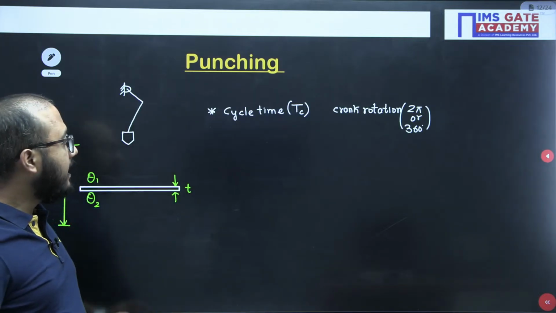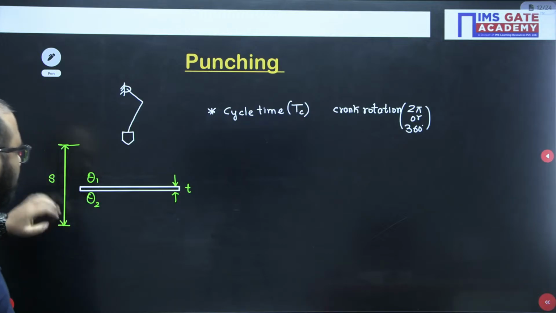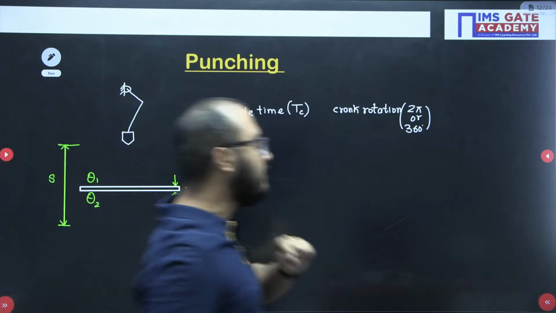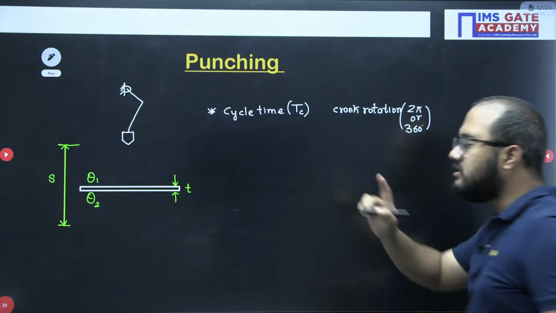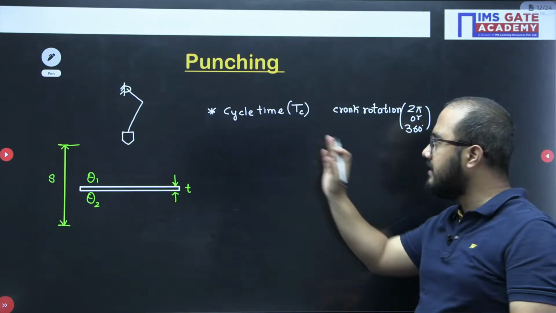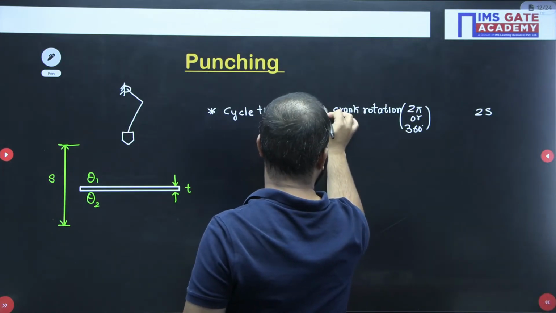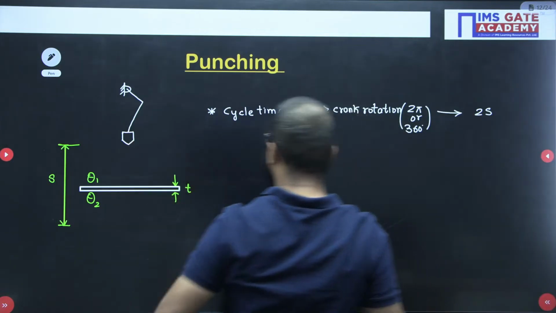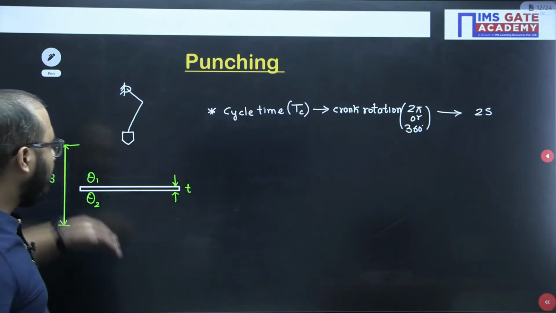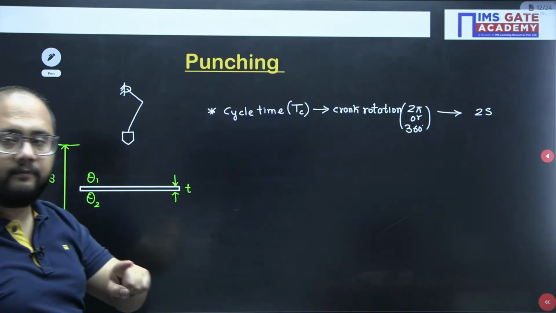Fine. Now, how much distance has it moved? This is the stroke. Total distance moved by the tool will be 2s. So, please understand all this information. For cycle time, the crank will rotate by 360 degree, and in one cycle time, how much distance is moved by the tool? 2s. The distance between the extreme ends will be the stroke length.